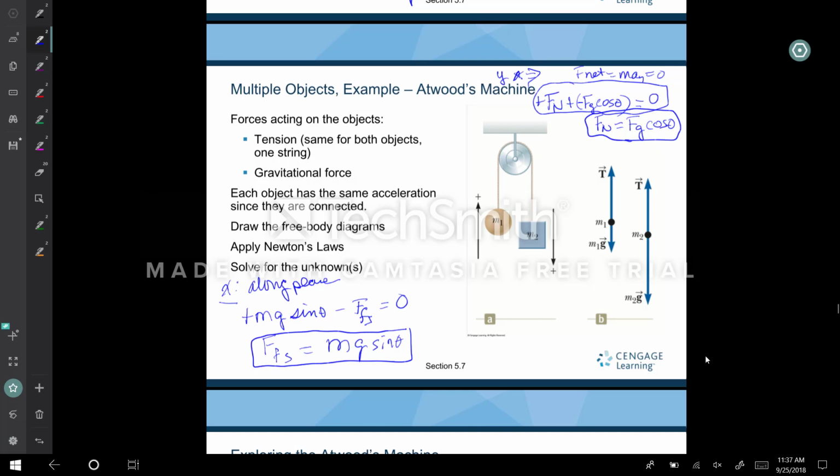So you could be asked for this problem, does the block slide? So if mu is 0.20 and theta is 45 degrees, does it slide? Well, we have here the requirement for it, don't we? It has to be this big. Yes.